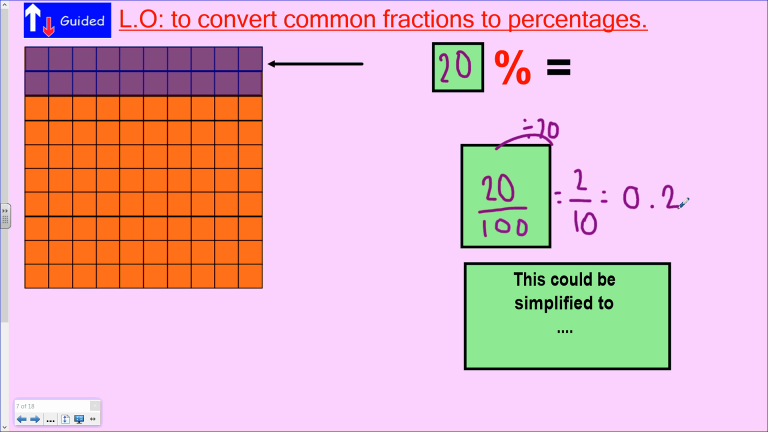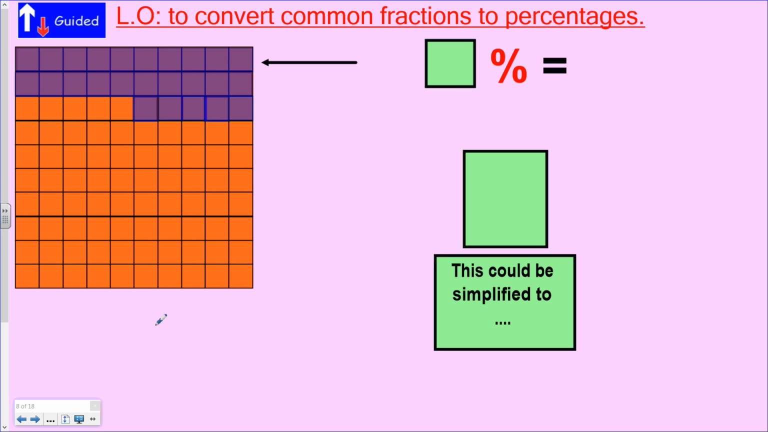I'm hoping that you are starting to see the connections between these numbers and the percent. So 20 over 100, 2/10, 0.2. Okay, if we made it into 2 decimal places, it would be 0.20. Okay, so 20%.